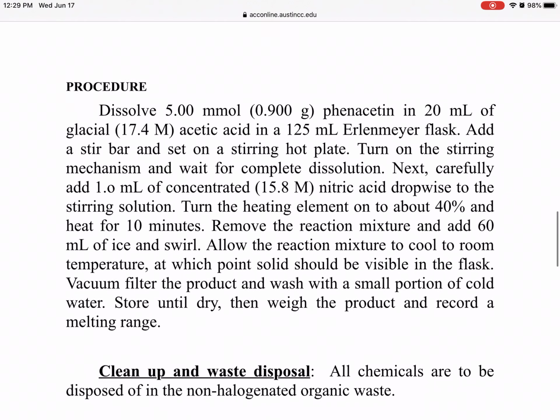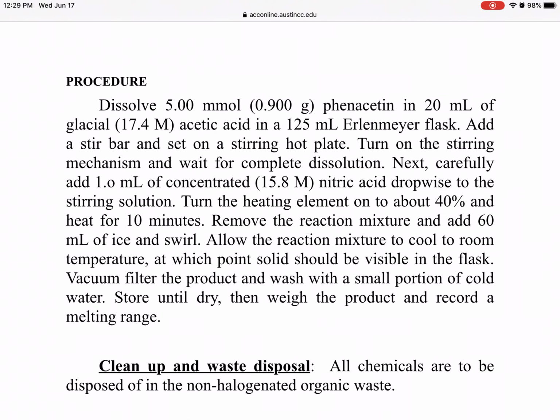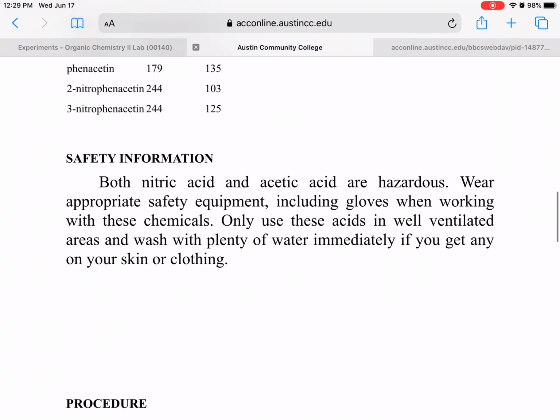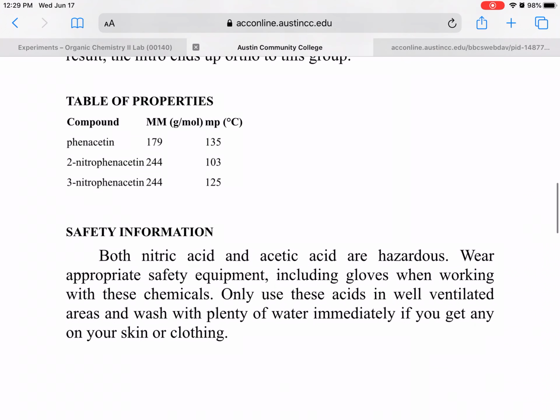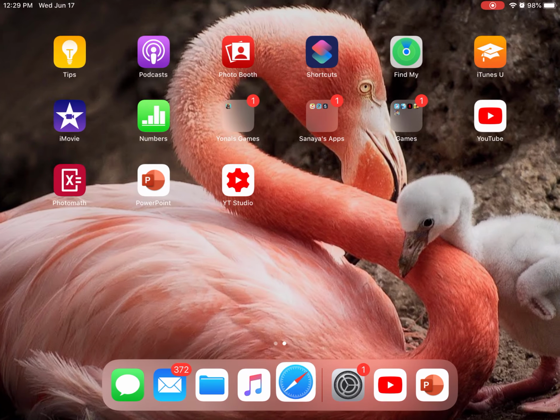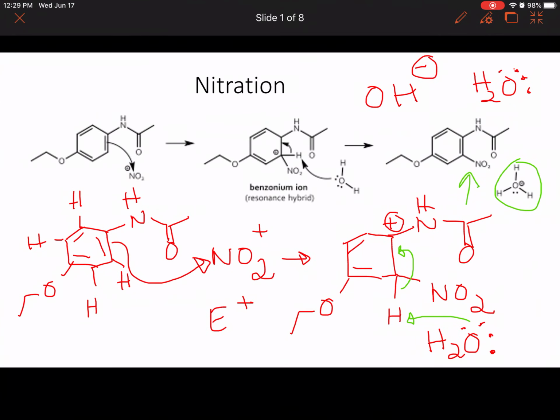Okay, procedure. How are we going to conduct the reaction? You're going to dissolve about 5 millimoles of phenacetin. Again, we cannot measure millimoles on the balance. You need to convert it to grams, and you guys know how to convert millimoles to grams, and I would like you to show me that in your lab report, if you have forgotten. So 5 millimoles, and you need to know the molar mass, 179. So let me remind you how you would do that.